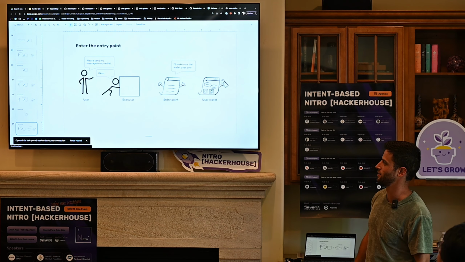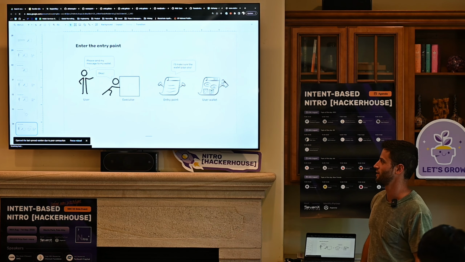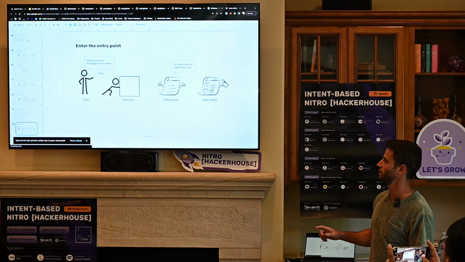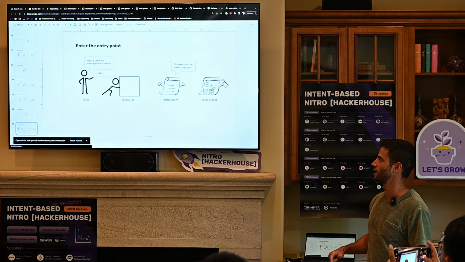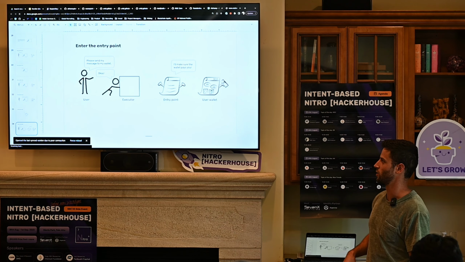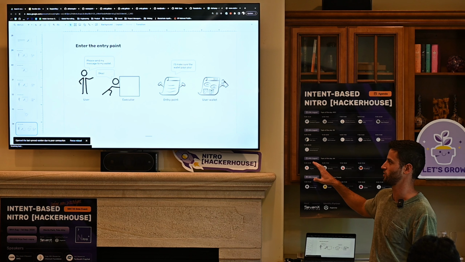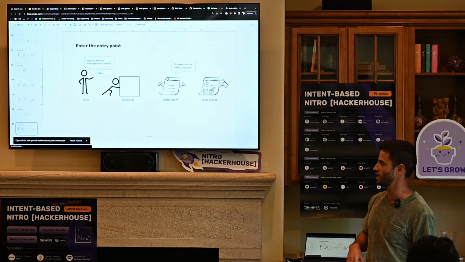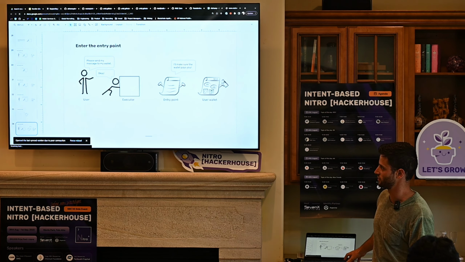The new flow now is the user sends a message to the executor. The executor sends this message to the entry point, which executes the message on the user's wallet, and then also makes sure there's enough gas left over to pay the executor back for using its EOA. So atomically, it'll make sure that the message executes on the wallet and pay the executor back for these gas fees. Cool, so now we have a slightly better flow.